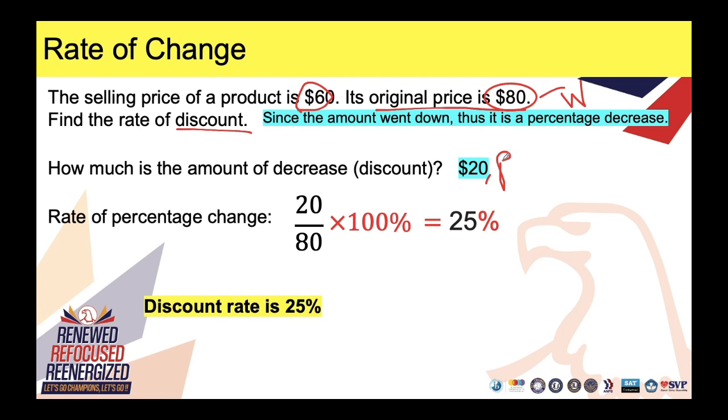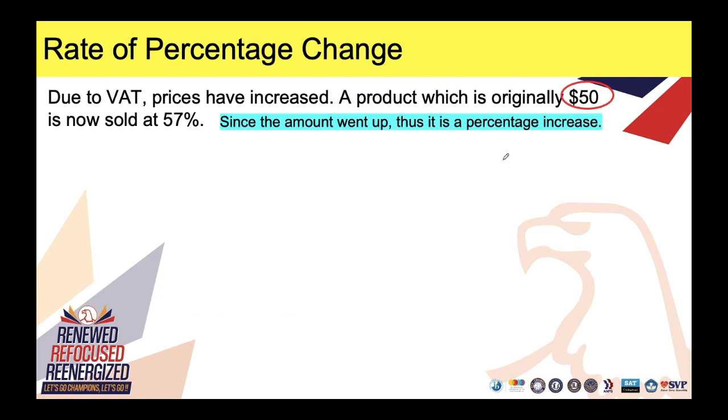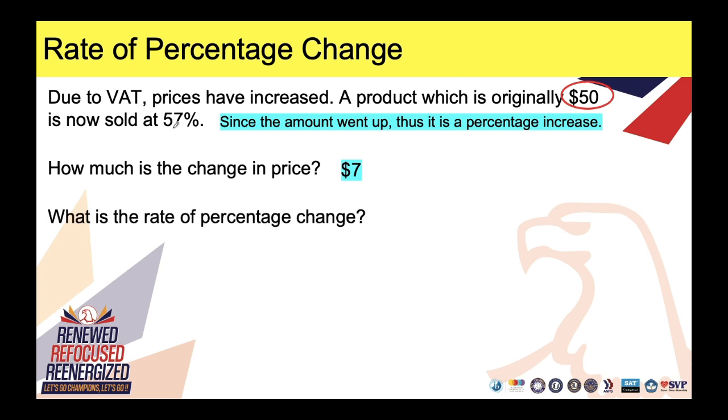All right, next example. Pause this video and try this on your own. Since it went up, it's a percentage increase. So how much is the change? Obviously, from the original going to the new one, it's 7. So what is the rate of percentage change? We say it's 7 over the original. It's like asking what part of the original is the increase, which is 7. So 7 over 50 times 100, 14%.